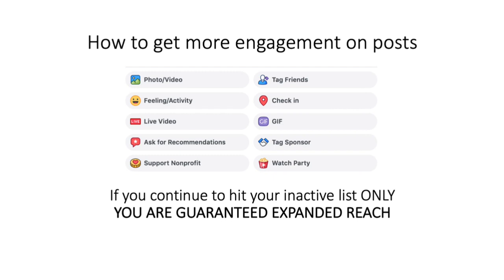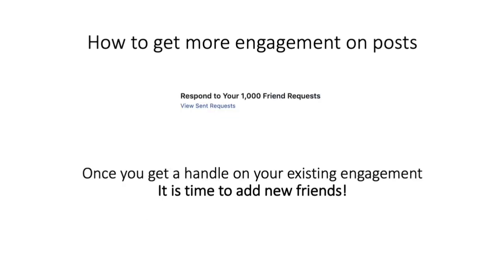That's what FriendFilter does. So now going forward, how do you manage all your friend requests? It says right here, respond to your 1,000 friend requests. I have 5,000 friend requests. It just shows 1,000 as the number. So once you get a handle on all of your existing engagement, it's time to add new friends.